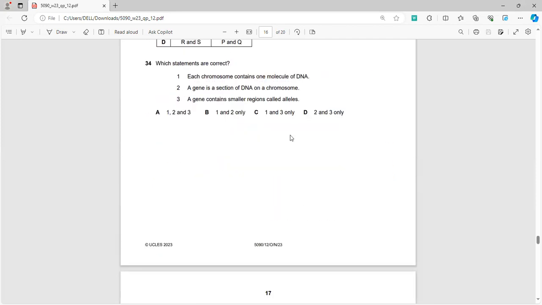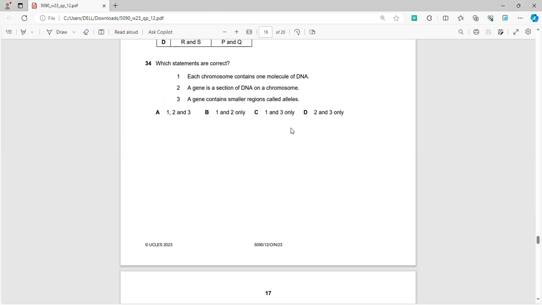Now in question number 34, which of the following statements are correct? Each chromosome contains a molecule of DNA. Each gene is a section of a DNA on a chromosome. A gene contains smaller regions called alleles. So number three is definitely correct. Options A, C, and D.